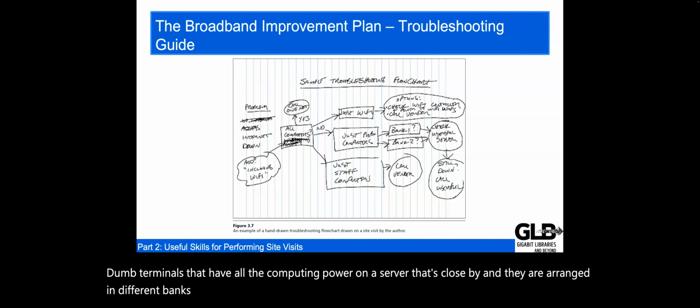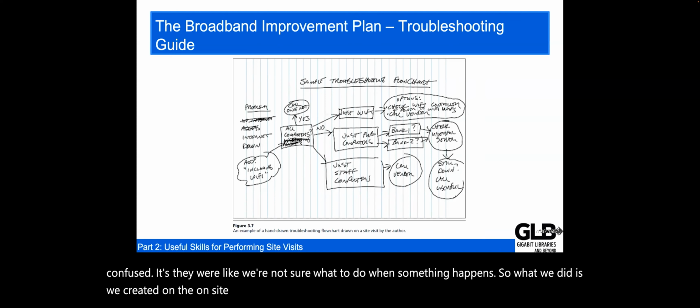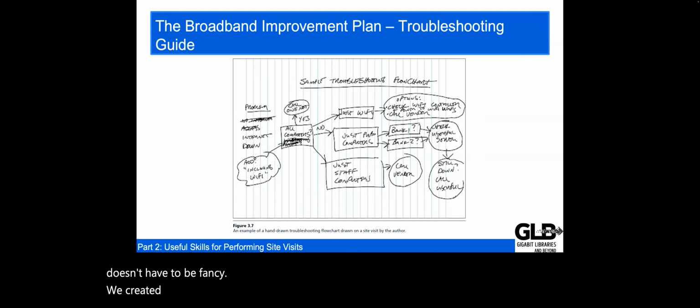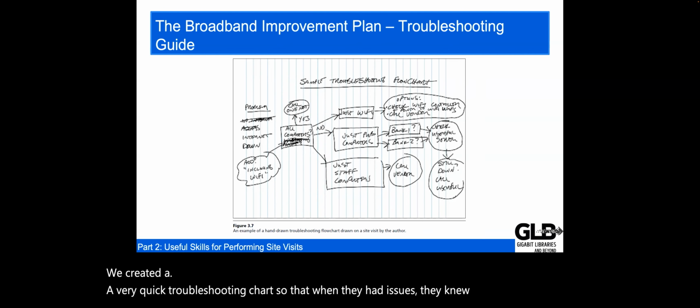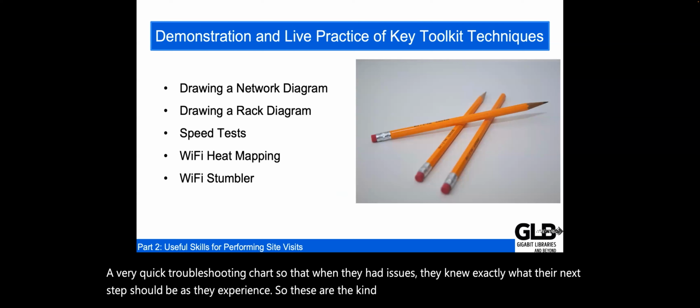And so a lot of times when there were connectivity problems, the library was confused. They were like, we're not sure what to do when something happens. So what we did is we created on site, and I actually did a nicer version of it, but I wanted to show you that it doesn't have to be fancy, a very quick troubleshooting chart so that when they had issues, they knew exactly what their next step should be as they experience them. So these are the kind of things that you should leave.